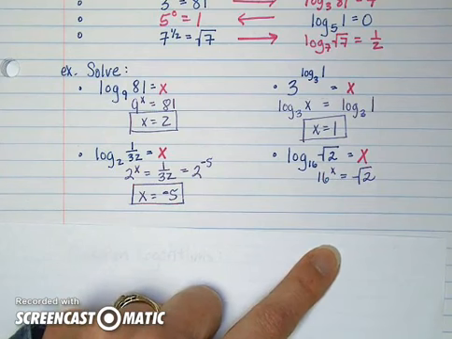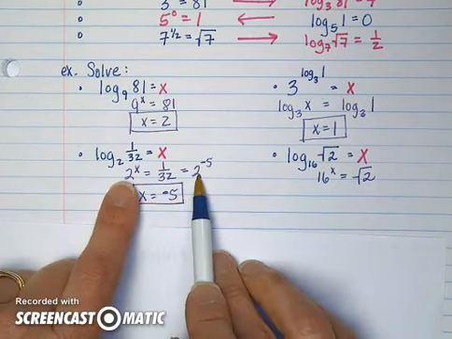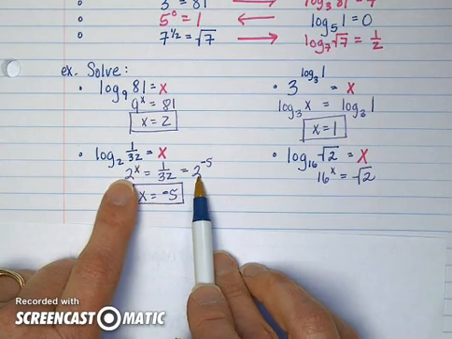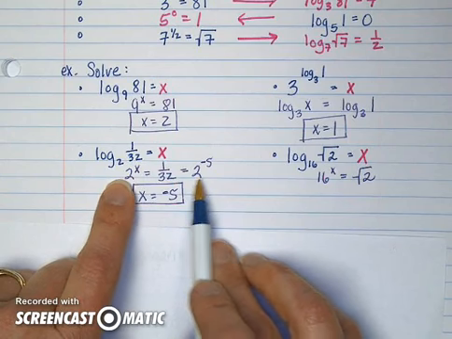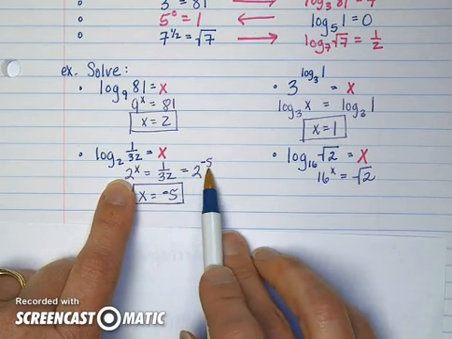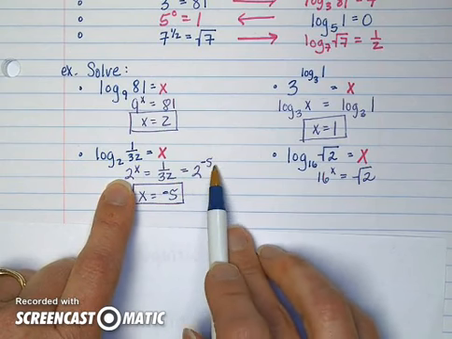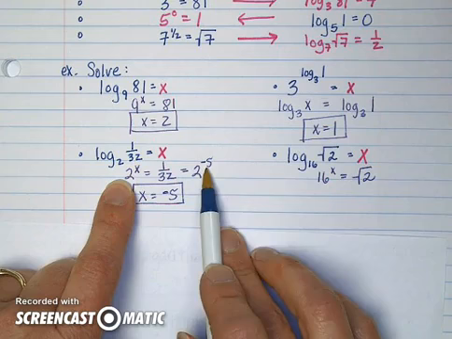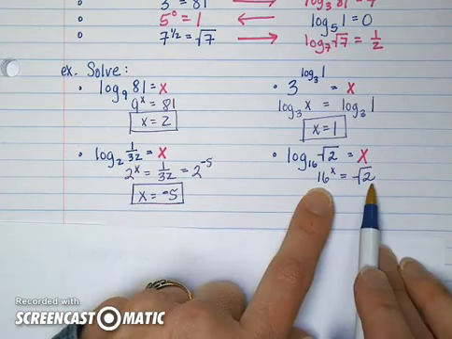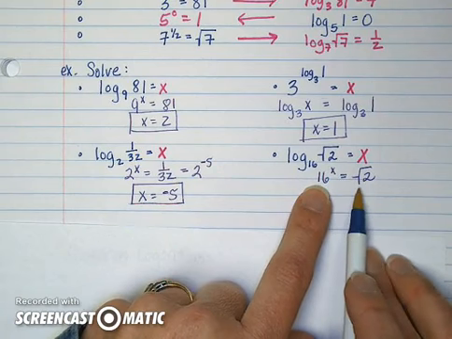Now here I was very easily able to make them both base 2. This one was already base 2, and I knew that 1 over 32 is 2 to the negative 5th. Here I've got a 16 and a 2, so I need to rewrite both sides to have the same base, and then I can compare them nicely.